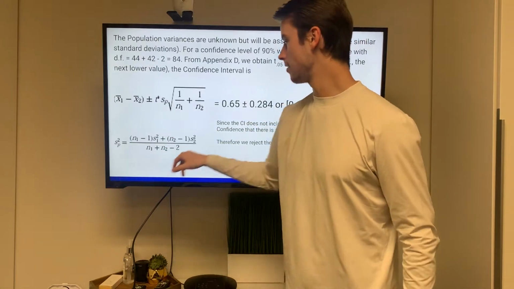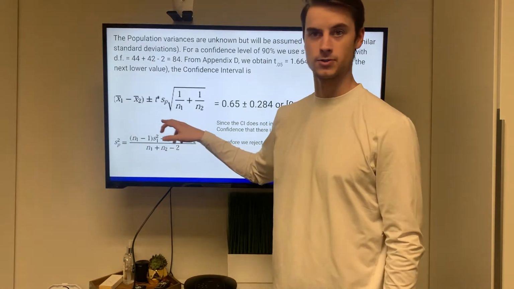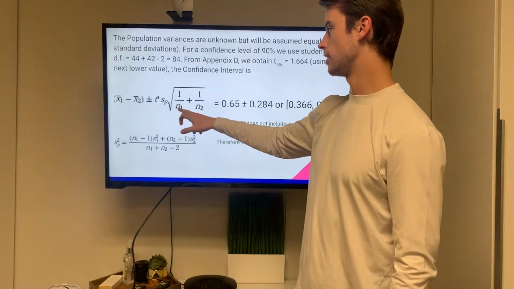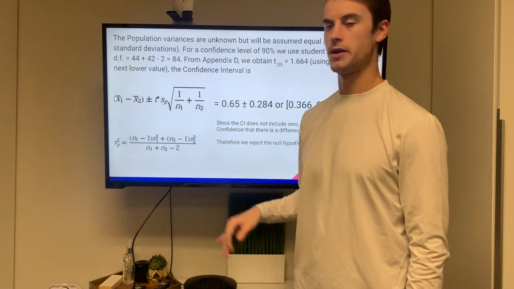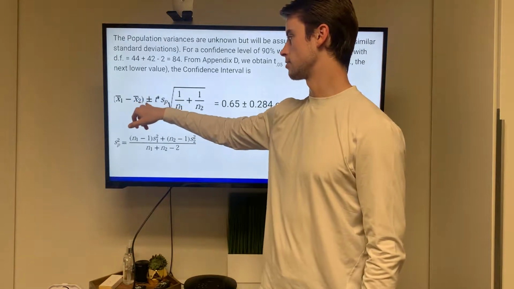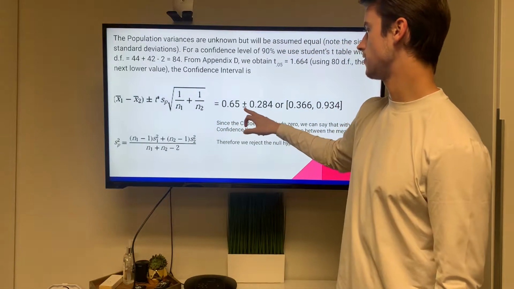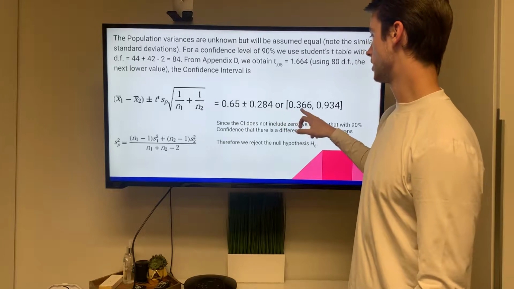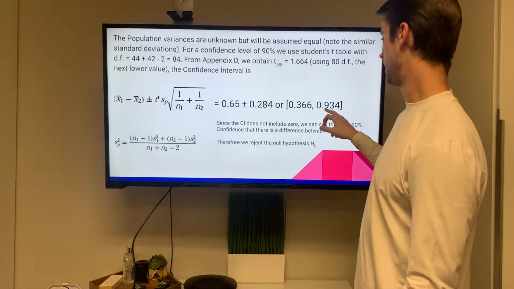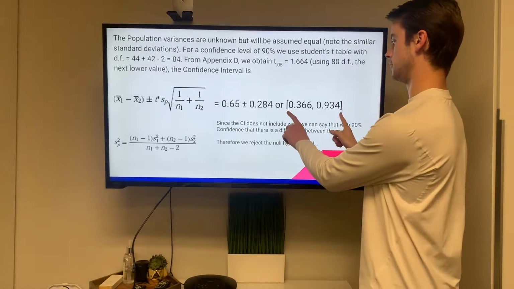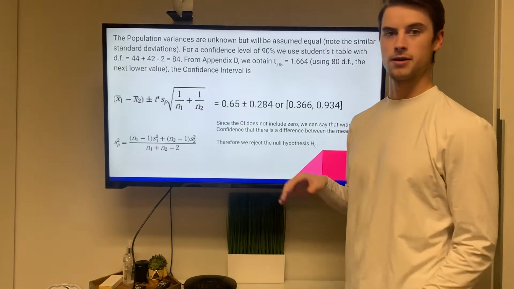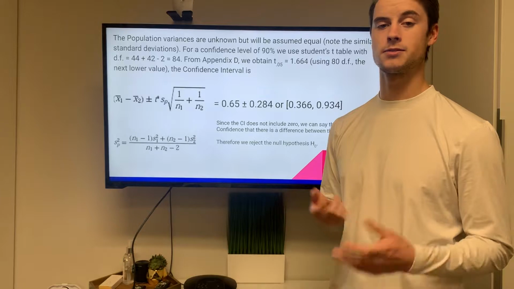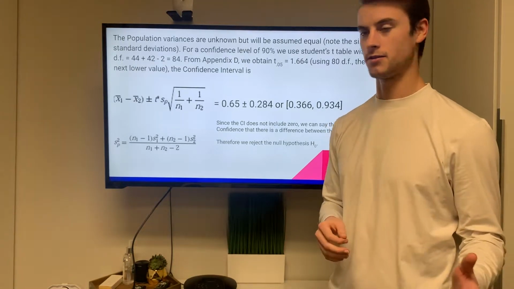So we figure that out, and then once we figure this out, we take the square root of it, put it here, and then we take the square root of 1 over n1 plus 1 over n2, multiply all that together, plus or minus that, we get 0.65 plus or minus 0.284, or we get 0.366 and 0.934. So this is our interval, okay? And again, remember what I said, if the confidence interval does obtain 0, we fail to reject the null hypothesis.